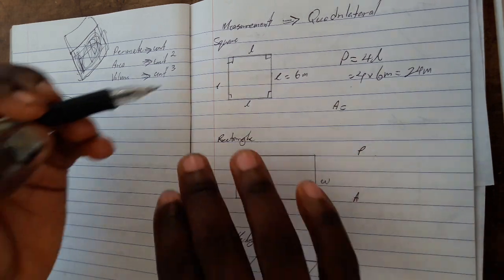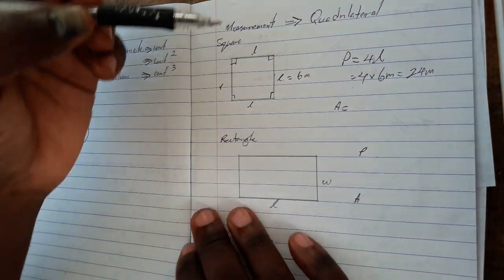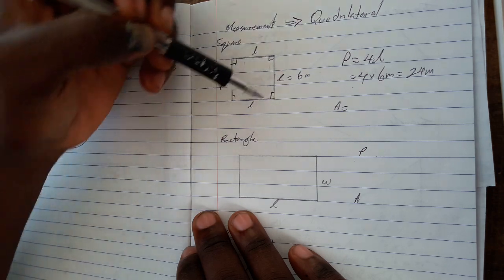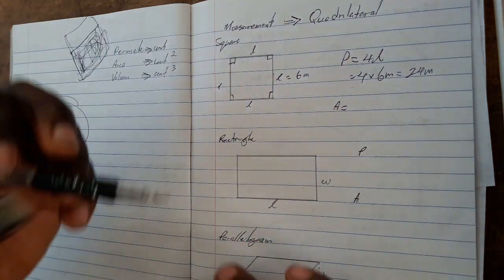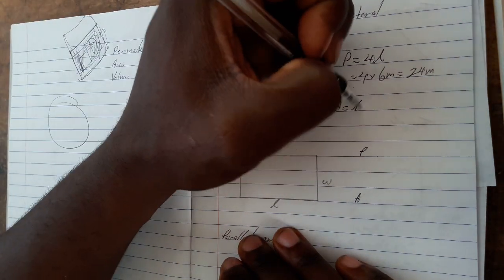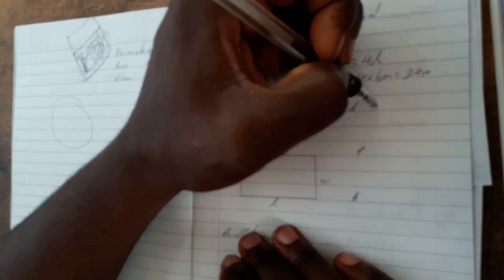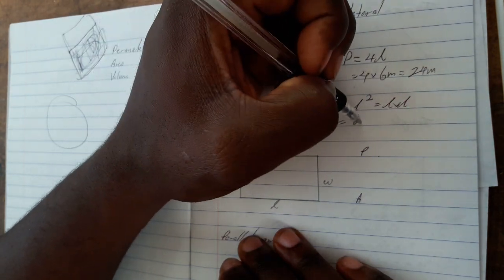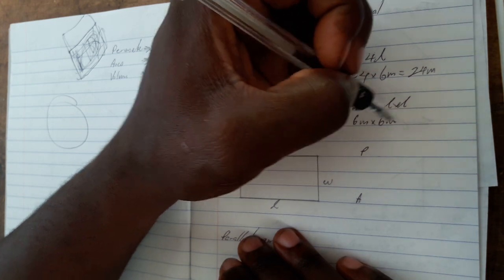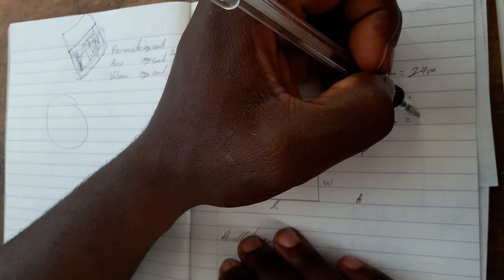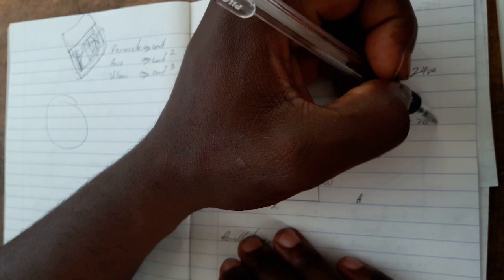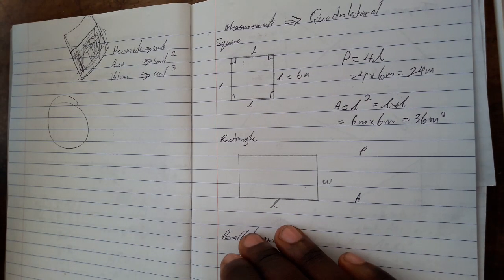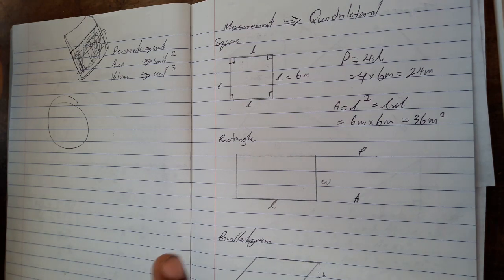Okay, so the area is the space enclosed by the shape. So how do we get the space? There is length straight across here, and there's length straight across there. So the area of the square is L square, which is L times L. In this case, it will be 6 meters times 6 meters, which will give you 36 meters square. Area is always in meters square. So that's it for a square.